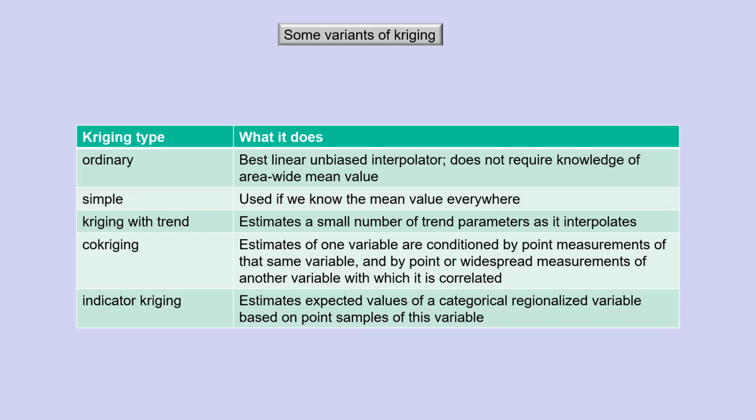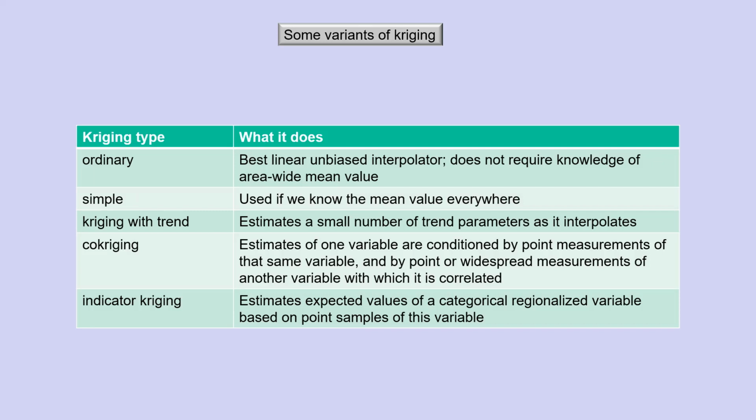We can undertake Kriging with a trend. If we know that there is, for example, a linear variation of hydraulic properties from east to west through our model domain, we can estimate not just the hydraulic properties between sample points, but also the function that describes that linear or more complex variation of the hydraulic property throughout the model domain.